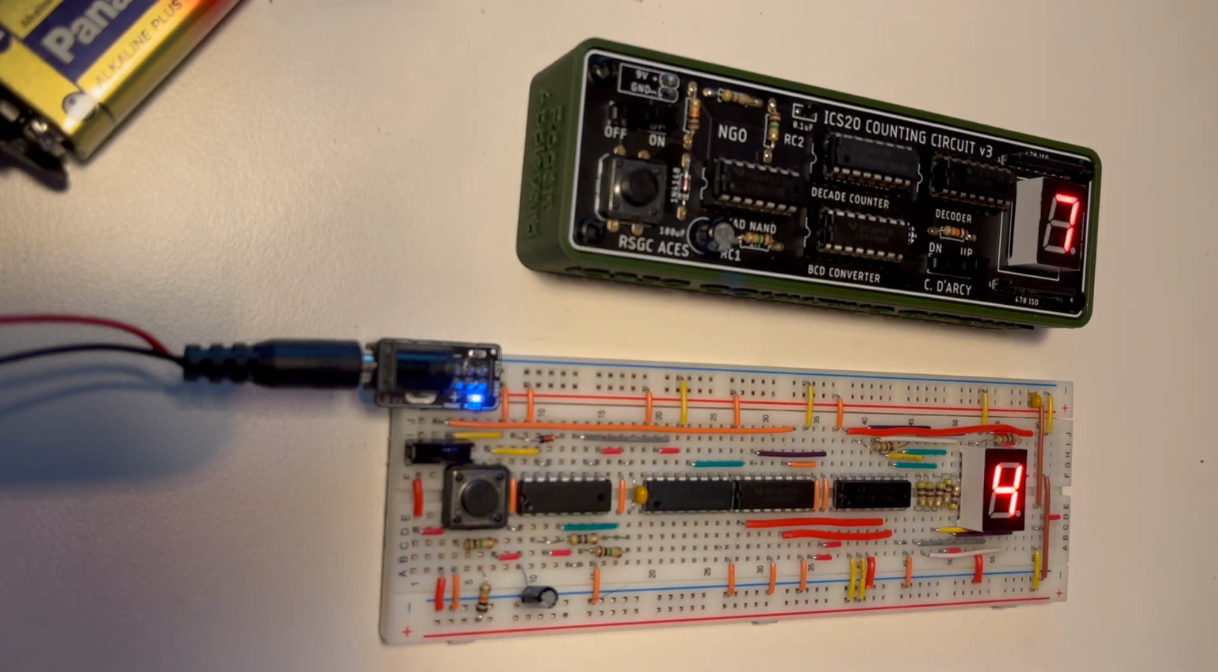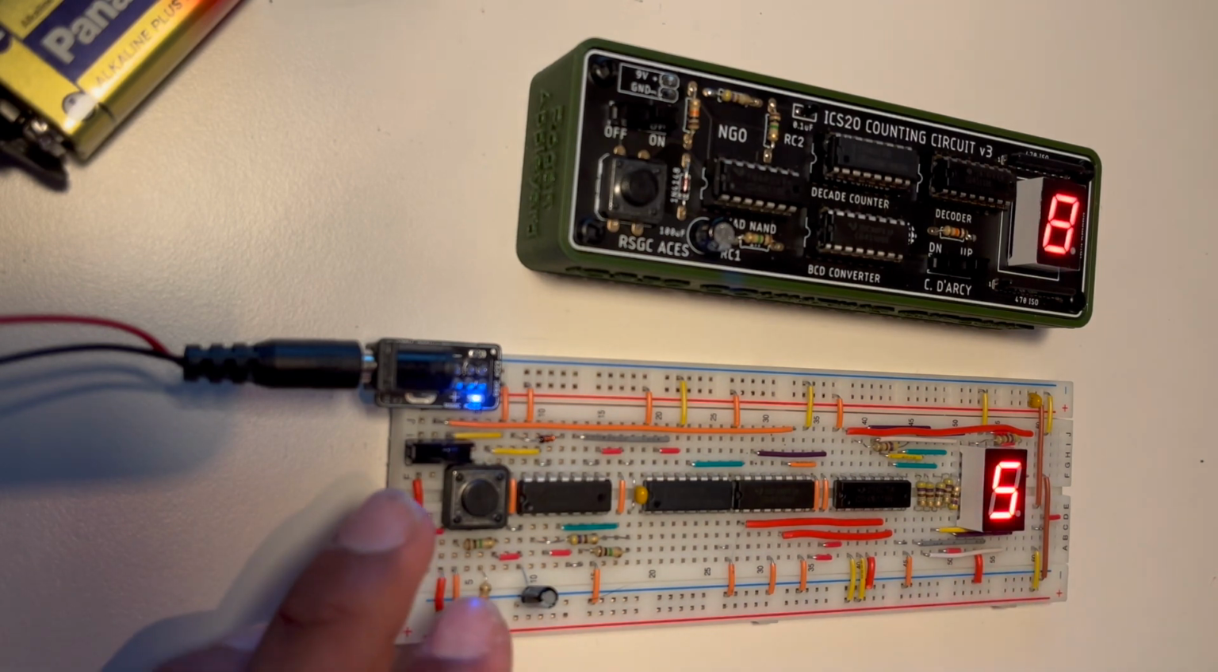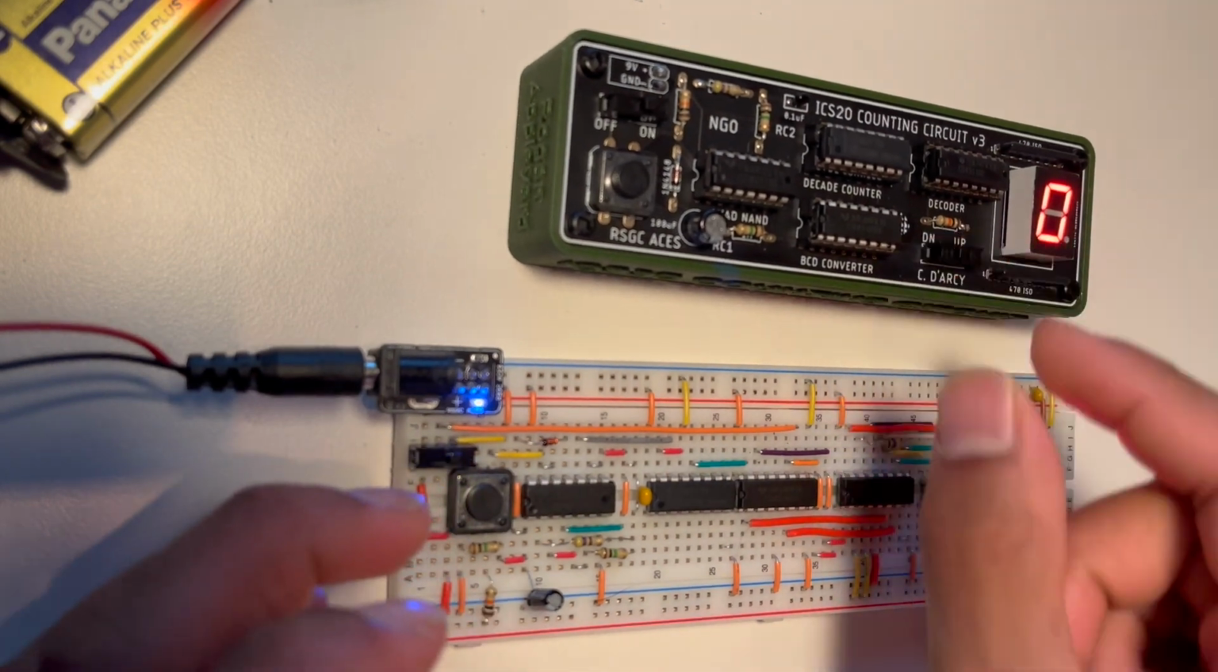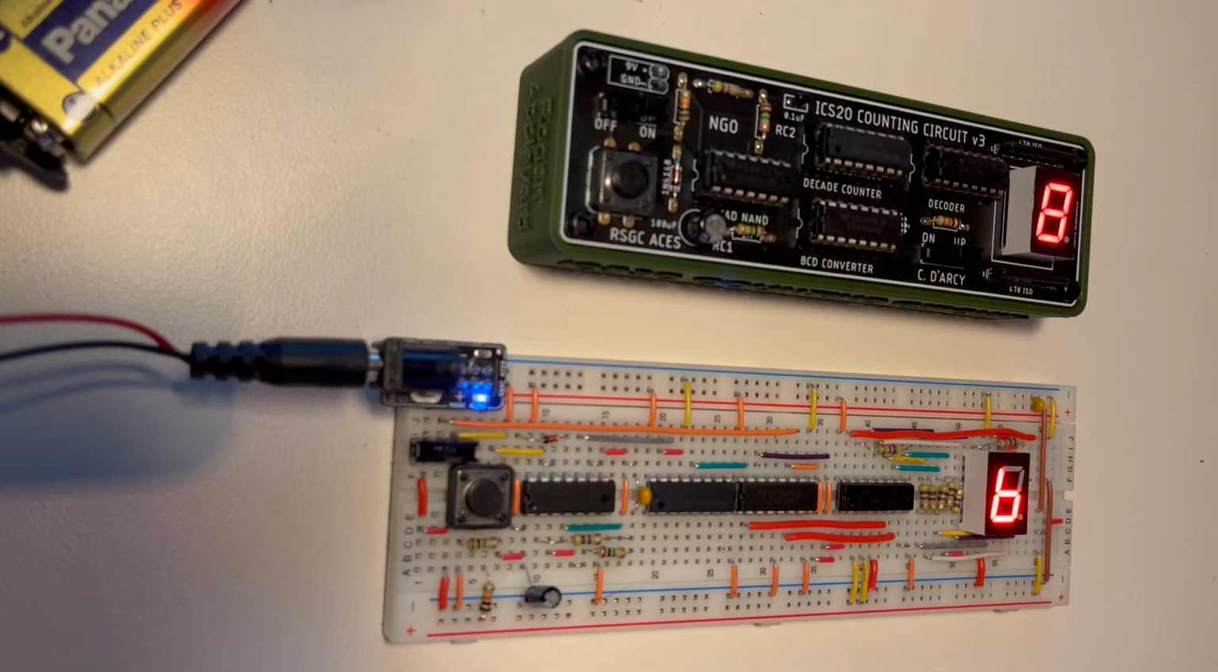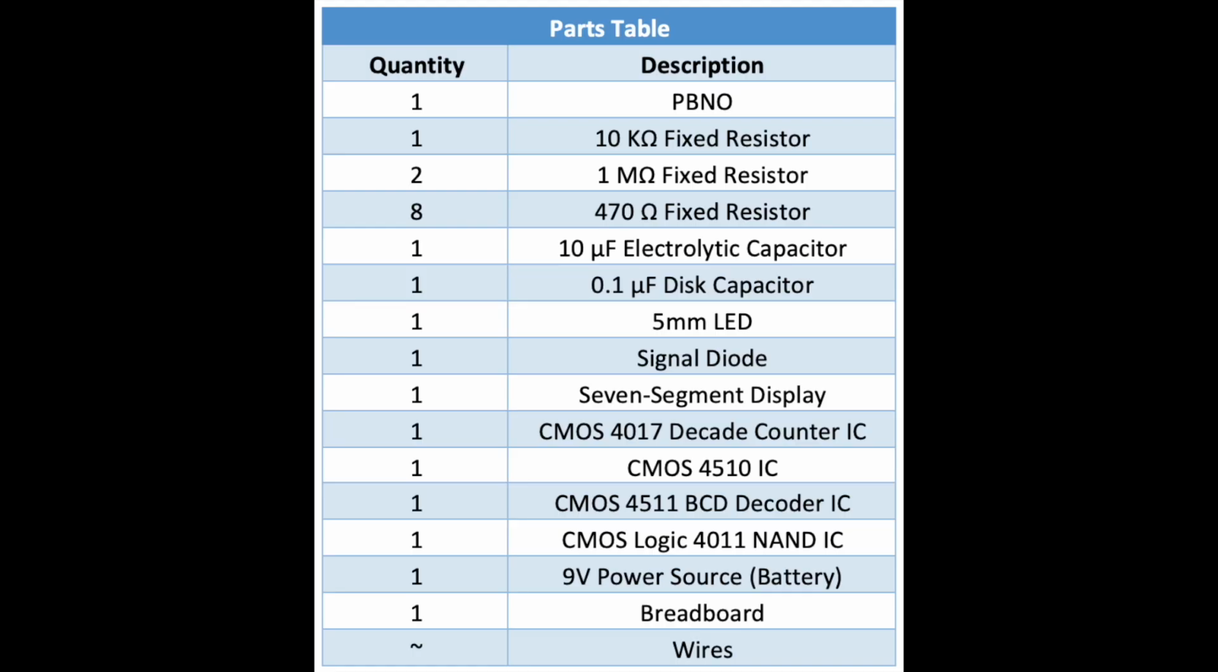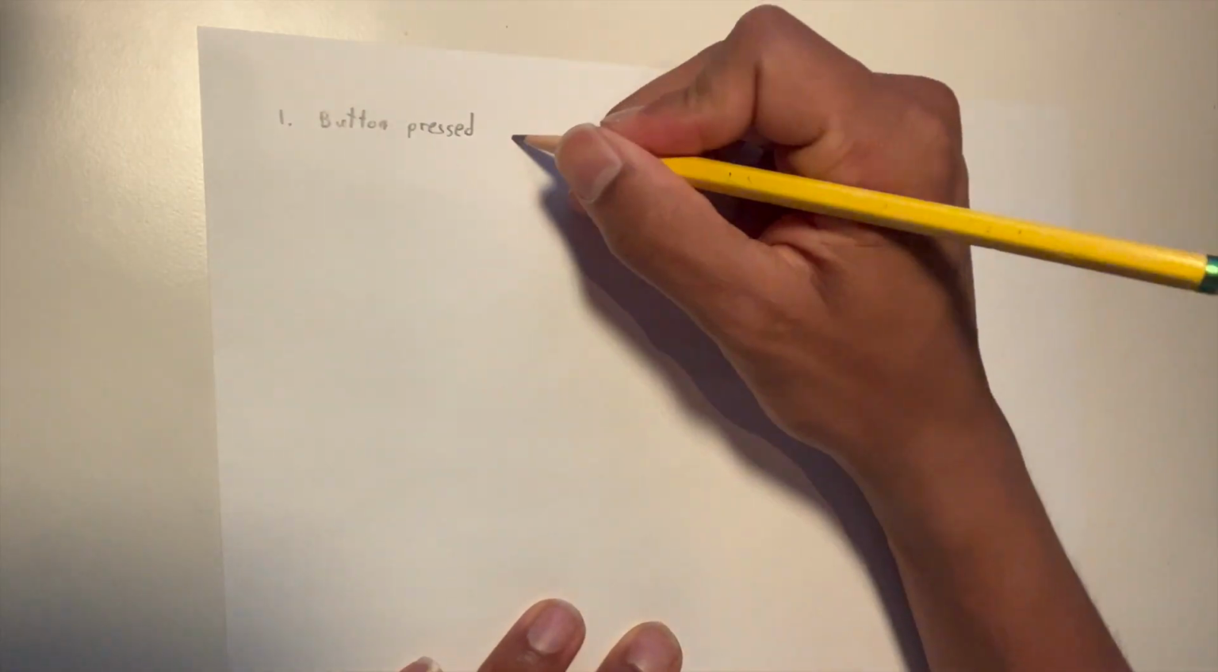The counting circuit counts from 0 to 9 in decimal, with its direction depending on the state of the slide switch. On top is my finished PCB version, and on the bottom is the breadboard prototype. Here's a list of the parts used in the counting circuit. To start off, here's a greatly simplified version.